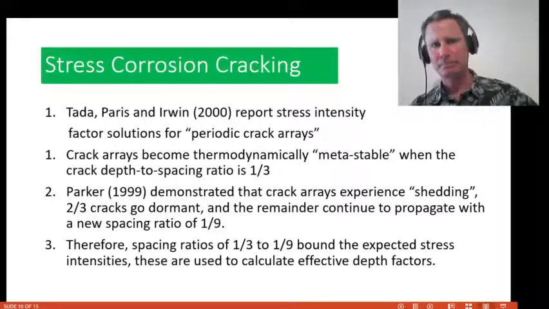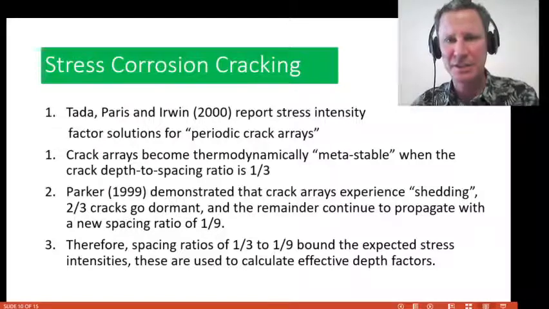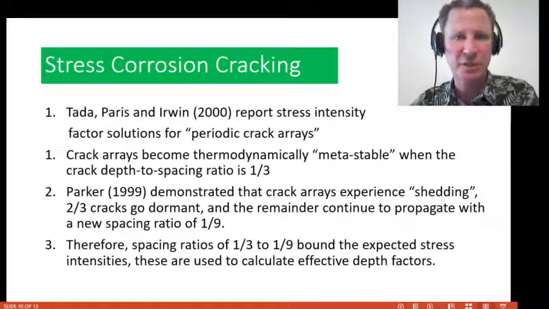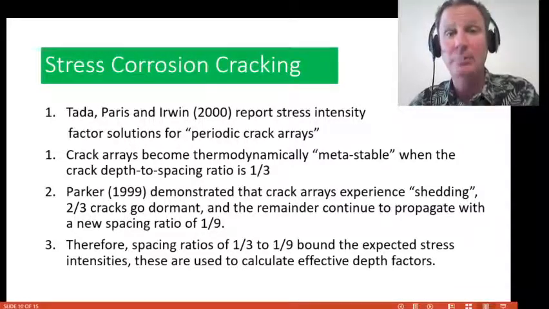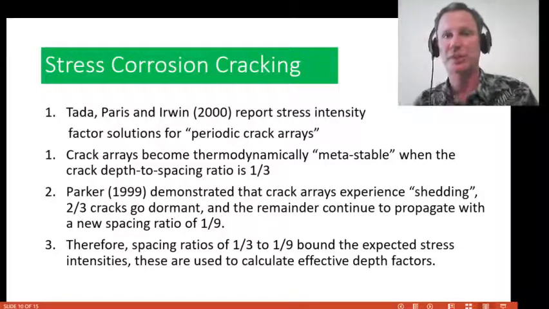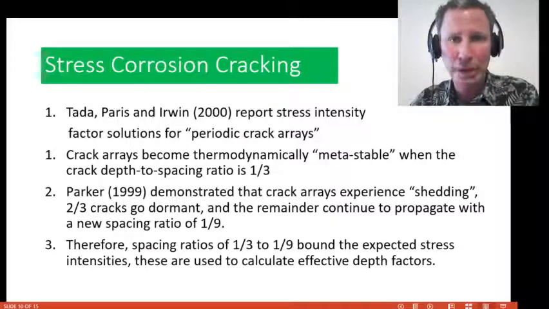Now, if you find your crack analysis handbook from Tada, Paris, and Irwin, you'll find that there's a stress intensity factor solution for what they call periodic crack arrays. That basically means you've got lots of cracks lined up parallel to each other, just like you would find in a stress corrosion cracking colony, right?